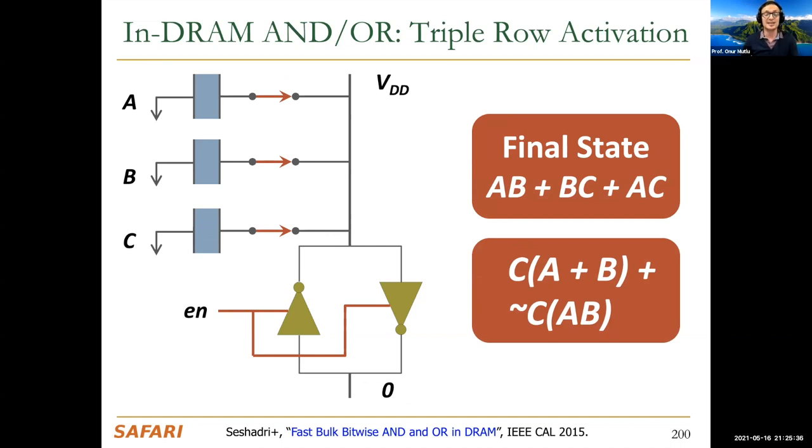I'm not going to go into the details of how we implement NOT, but imagine that you can implement NOT by taking the result at the other end of the sense amplifier and feeding it into the array. Essentially, that requires a little bit more work and changes to the DRAM chip, but it's doable.